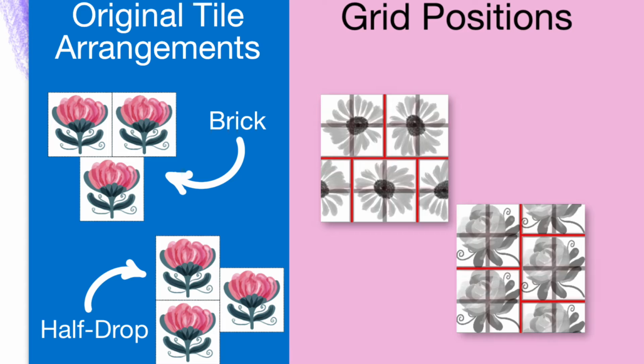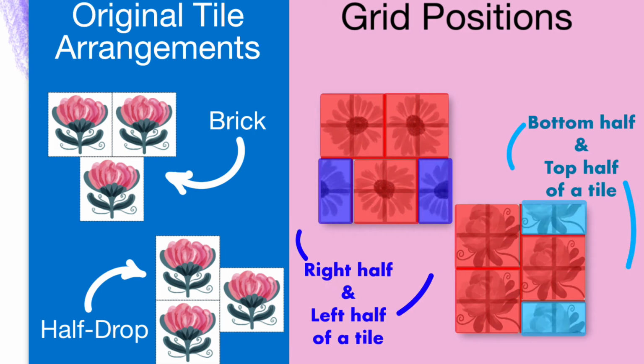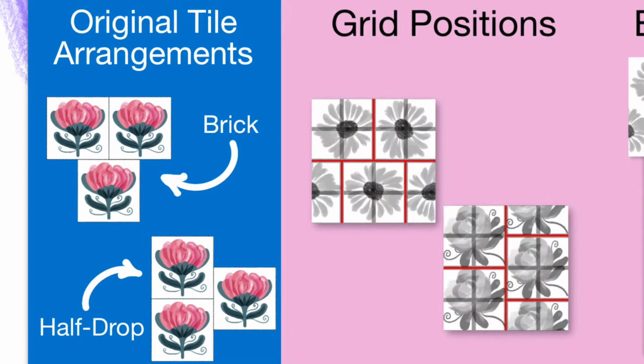For the brick and half drop, use a 4x4 grid to divide the square, then place the motifs in the grid like so. Notice how in the brick specifically, one of the tiles has been split in half. The right half is on the left side of the canvas, while the left half is on the right side of the canvas. For the half drop pattern, this split tile happens in the column.